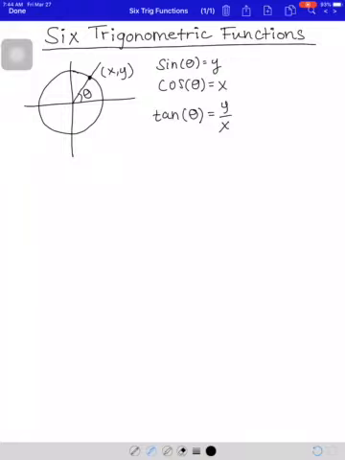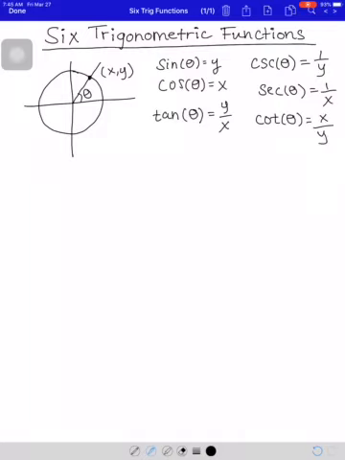So the reciprocal of sine is called cosecant. So cosecant of theta, well, the reciprocal of y is 1 over y. And the reciprocal of the cosine function is called secant of theta. And so we'll get 1 over x. And the reciprocal of the tangent function is called cotangent. So cotangent of theta is going to be the x-coordinate divided by the y-coordinate. Now let's look at some examples of using these definitions.